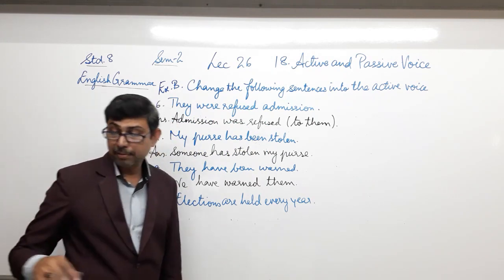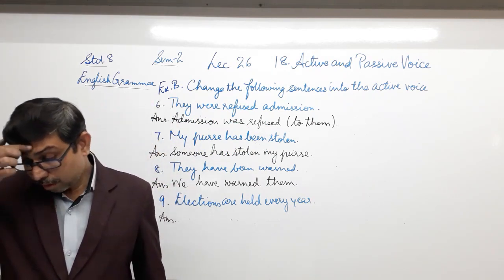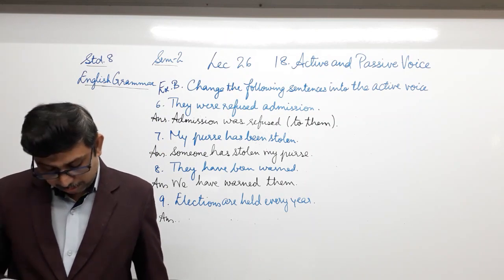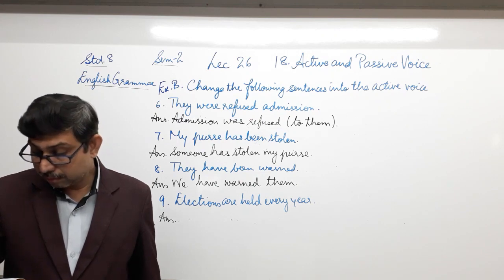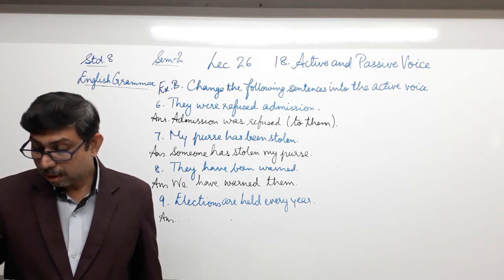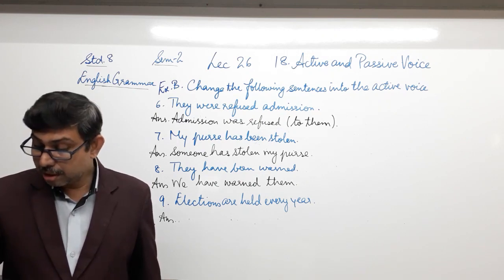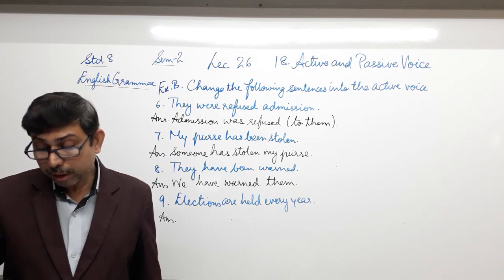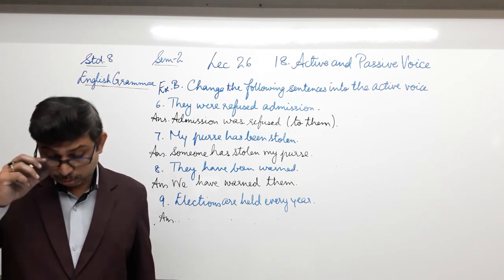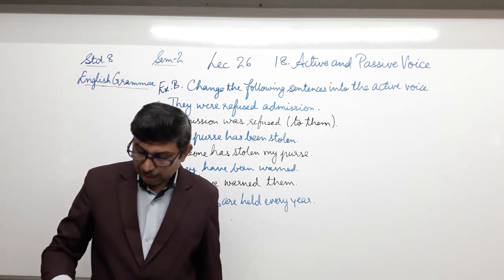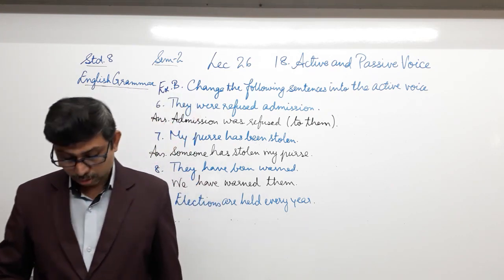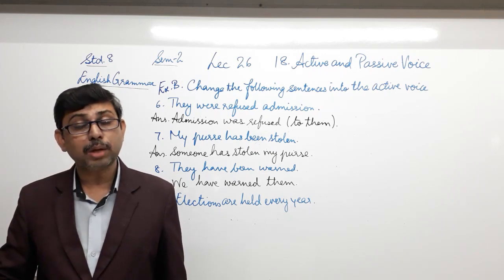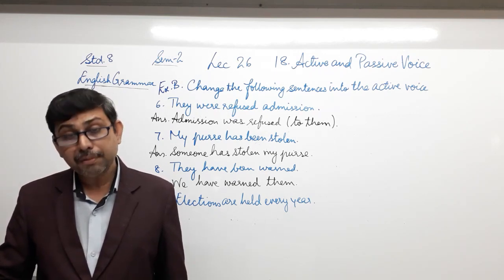Elections are held every year. So, we will be writing over here. Elections are held every year. Every year, we hold elections. Yes, that's how we want to write it. Elections are held every year by some people, isn't it? We need the doer of the action. So, we will begin the sentence to write its active voice by writing every year.